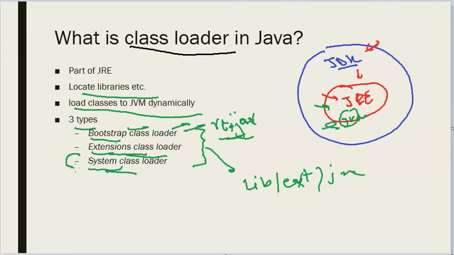This is then the child of the extension class loader, and it loads the application level classes from the environment variables, these class paths, etc. So this is just a brief explanation of what a Java class loader is.